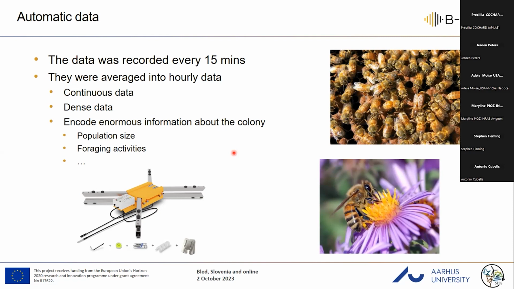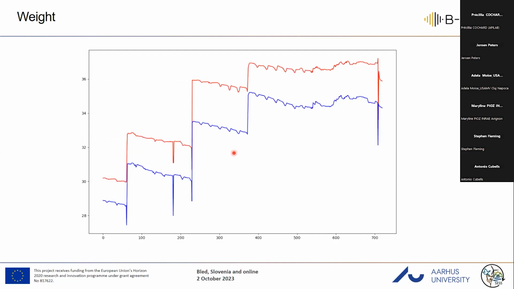And second, the foraging activities. If they bring a lot of resources back into the hive, of course, the hive weight will increase. So let's see if we can get good results from this. First, this is an example from the weight data. This is raw data. I didn't do any pre-processing. This is the weight of 2 colonies. Again, this time the red colony survived. The blue one died. But you can see there's a difference between them.